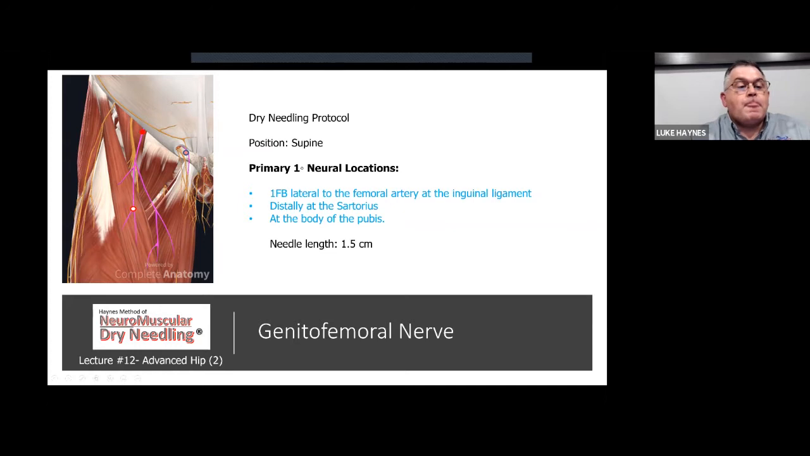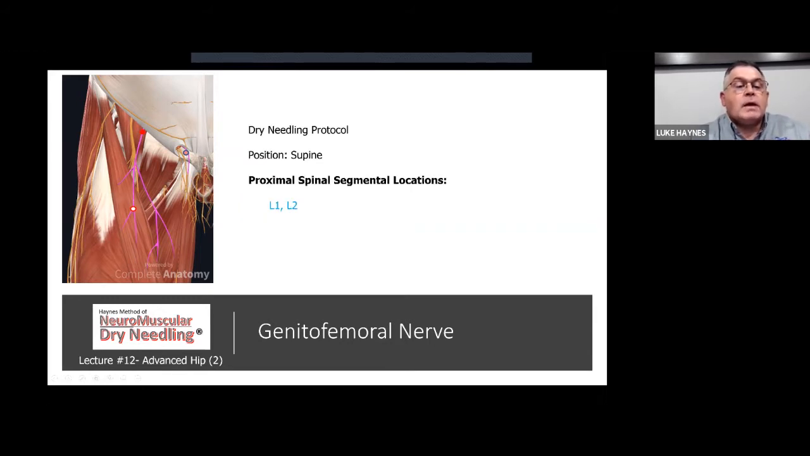And for the genital portion of this nerve, we're just going to come slightly lateral to the pecten pubis, or the interpubic disc, onto the body of the pubis itself, and needle into that area. Very superficial, very cautious, especially on male in this area because of tenderness. But those would be the needle locations for the genitofemoral nerve. We could also come back for our proximal spinal segmental locations at their distribution at L1 and L2.